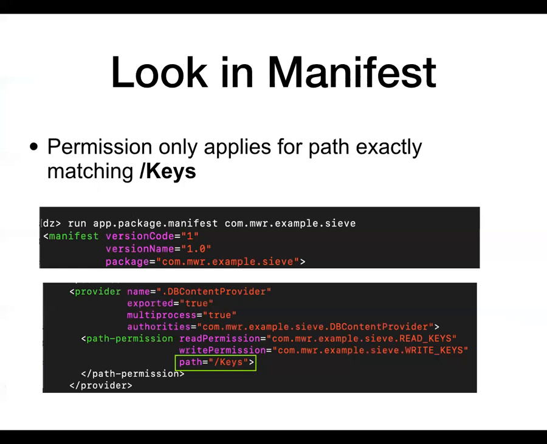So the manifest is XML. It starts with this stuff. And down in the middle, you have the provider, DB content provider. This is the provider we're exploiting. And here are the permissions, read permission and write permission. And here is what is protected, path equals /keys.